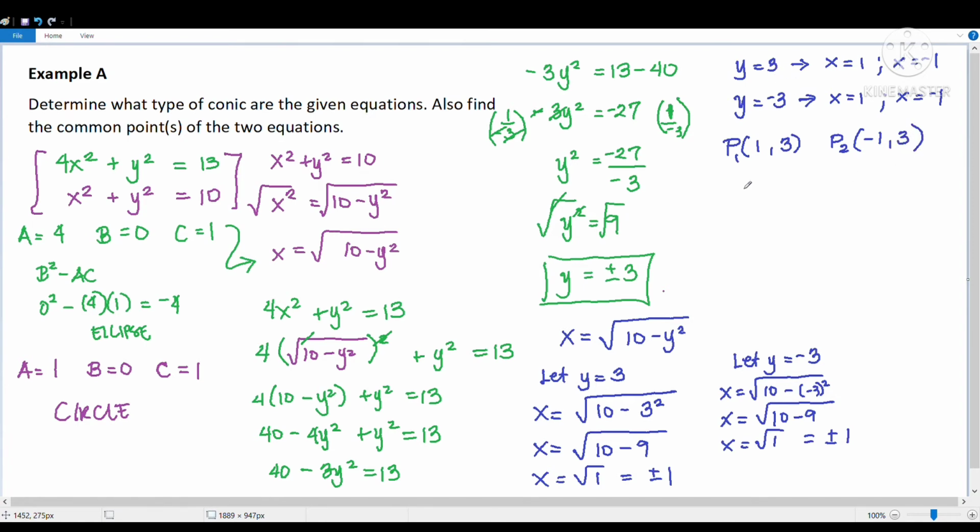And then we have point 3, that is x is equal to positive 1 with a negative value of y. And point 4 is a negative value of x, negative 1 of x, and negative 3 of y. So we have four intersections of this system when we plot the graph in the Cartesian plane. So these points are what we call the solutions of the systems of nonlinear equations.